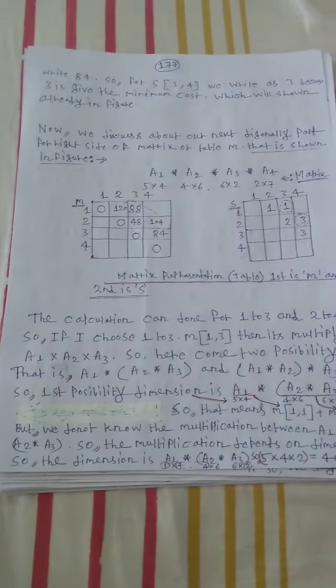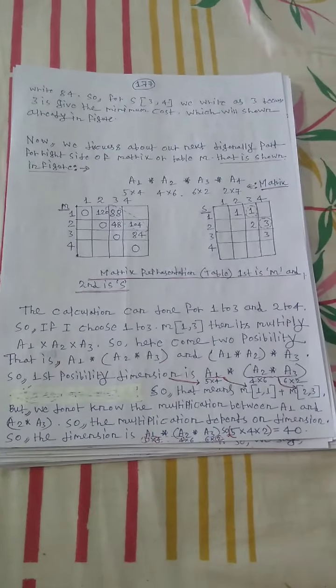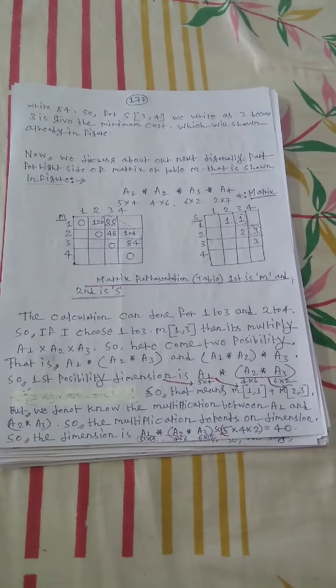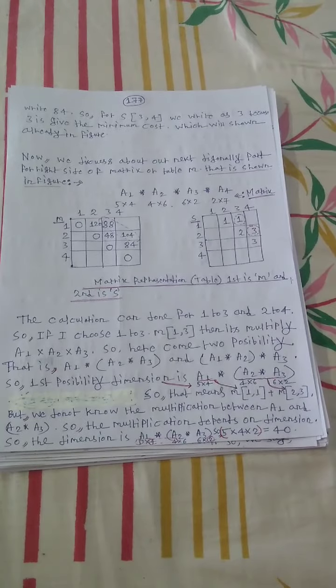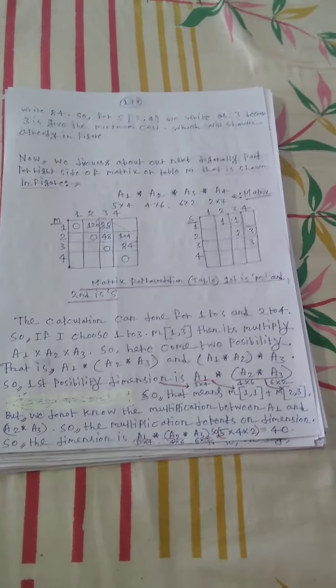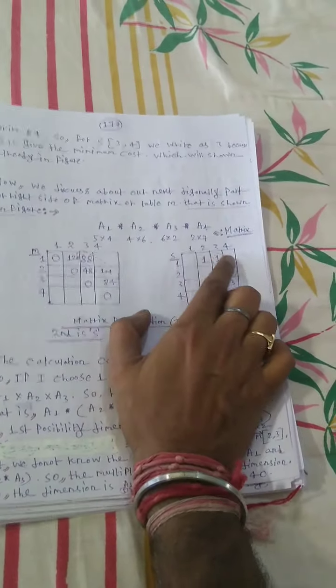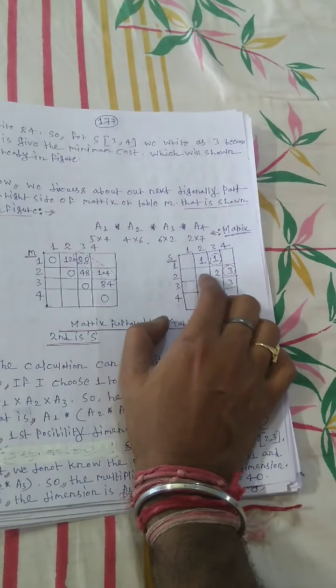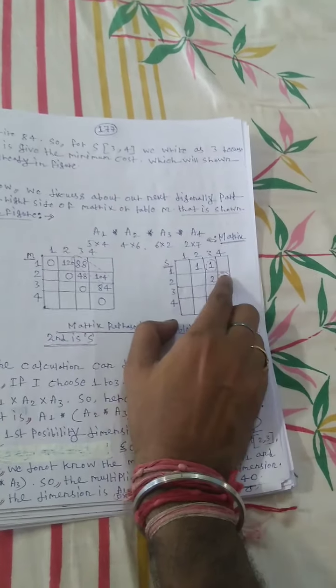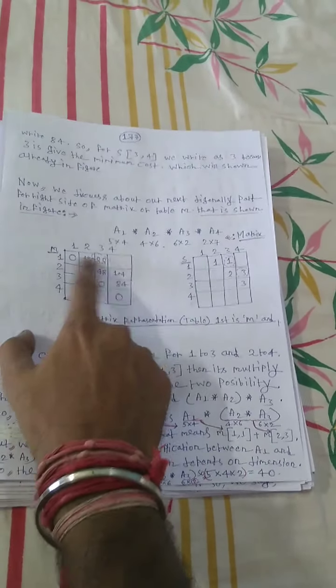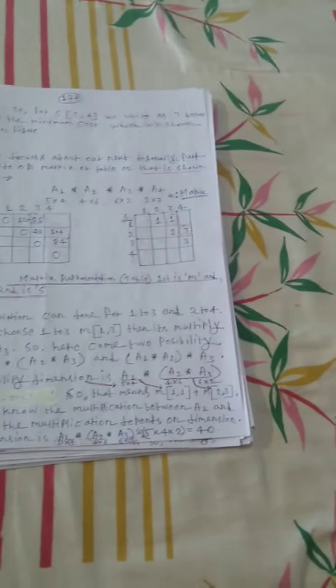So next we can see the next part, the right side of the dimension, which we also solve this way. You can see that the calculation here is also done for 1 to 3 and 2 to 4. So 1 to 3 and 2 to 4, the calculation can be done.